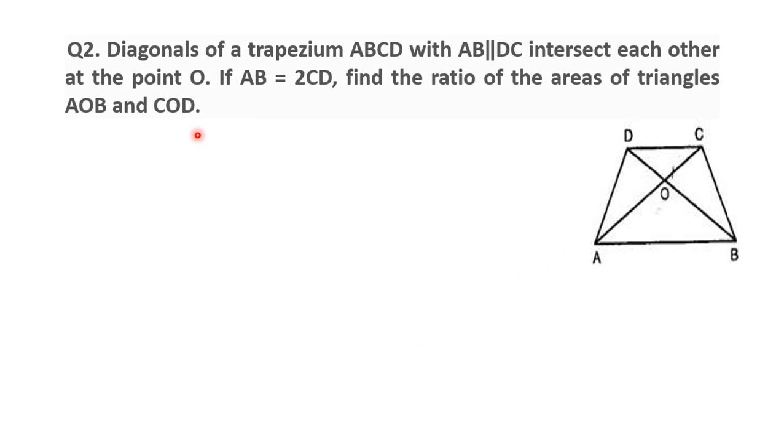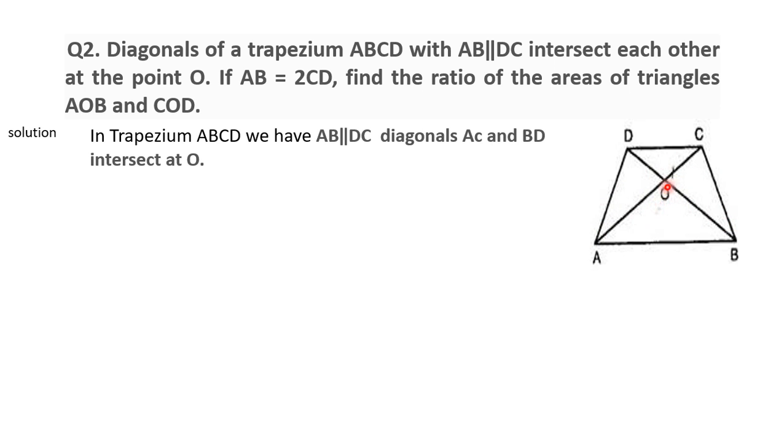So here it's question number 2 of the exercise. It says diagonals of a trapezium ABCD with AB parallel to DC intersect each other at the point O and AB is equal to twice of CD. Find the ratio of the areas of triangles AOB and COD. So the figure is given. ABCD is a trapezium where the diagonals AC and BD intersect each other at point O.